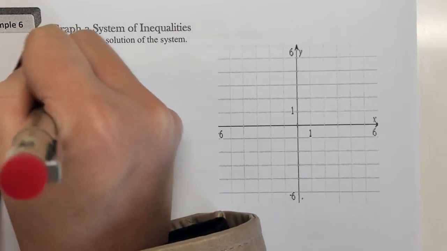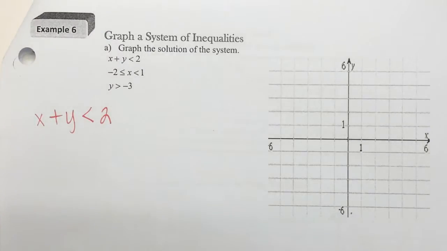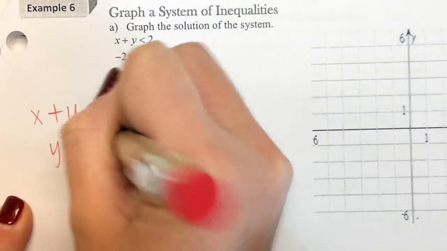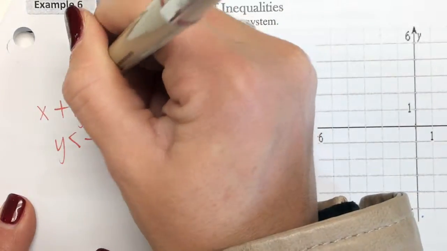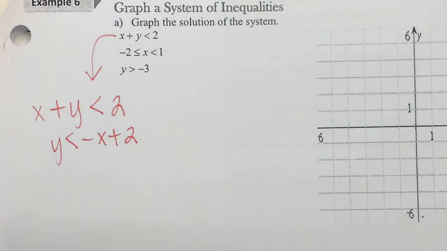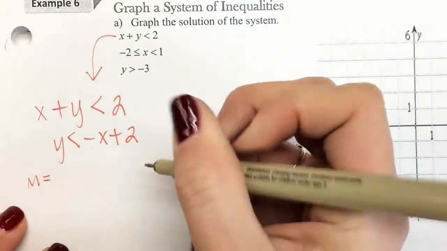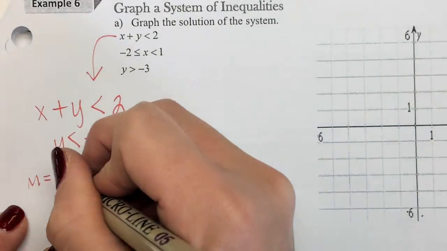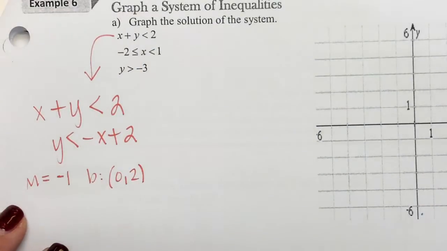What's the first thing I'd have to do here? Why? Yes, to get in slope-intercept form. So that's for this first equation. Slope. What's my slope? The one we're working on. Y-intercept? Good. And solid or dashed?